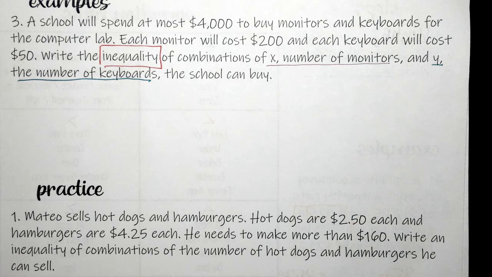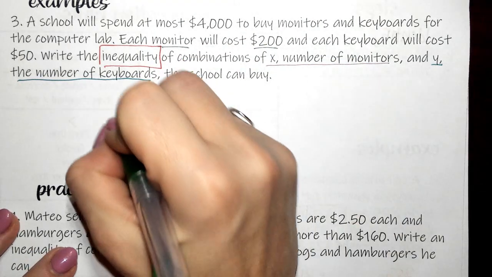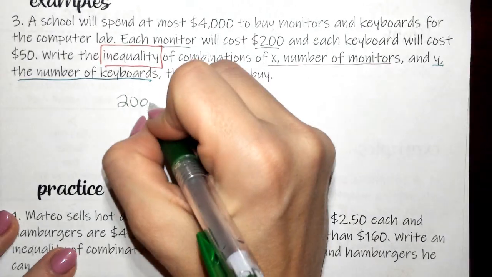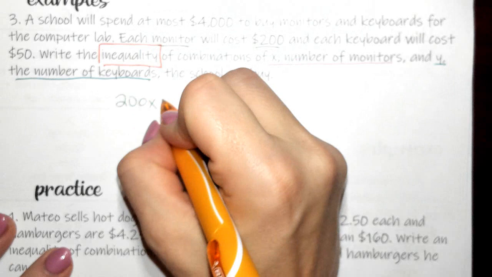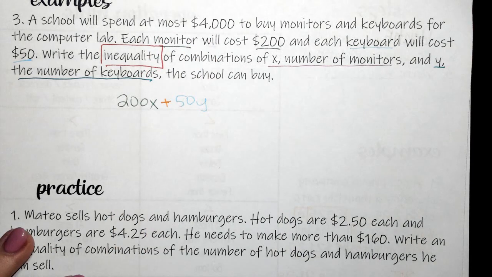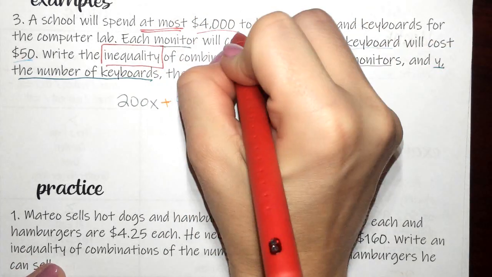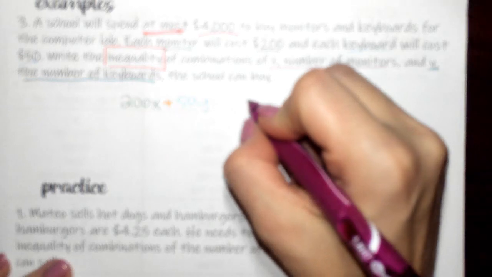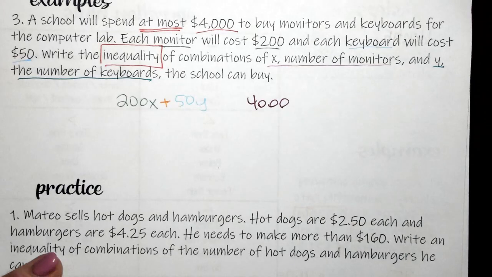So we want to know how many we can buy based on their cost and how much we have to spend. It says in here, the monitor will cost $200. So we're going to spend $200 per monitor that we buy, so however many we buy, plus, that's a plus sign, keyboards are going to cost us $50, so however many keyboards we buy, and it tells us that Y is the number of keyboards. Alright, and then it says we can spend at most $4,000. So over on this side, at most we can spend $4,000.